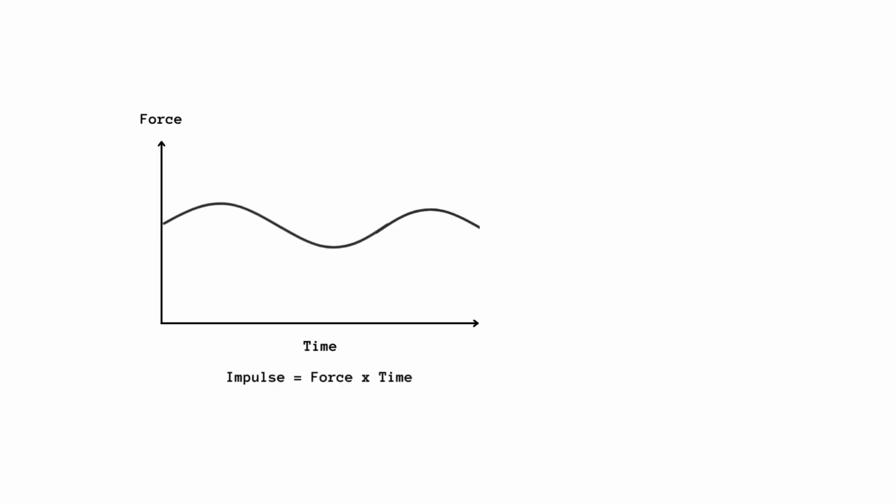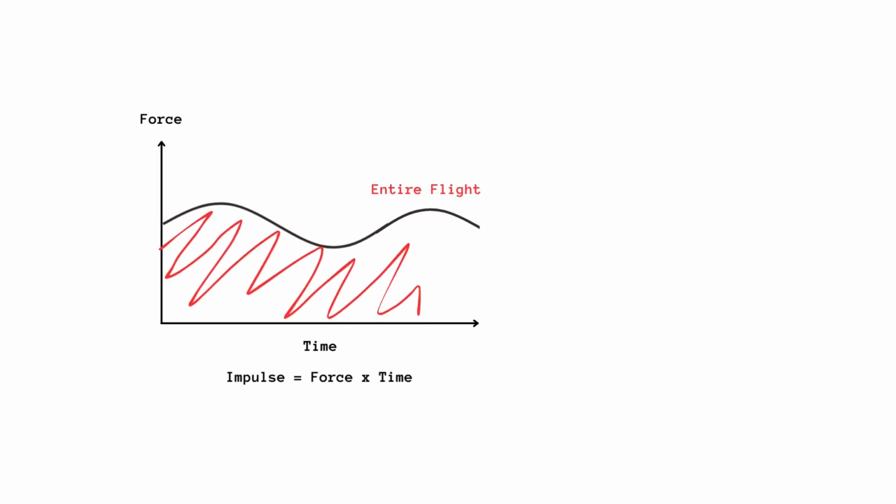Impulse is used to describe the effect of a force over a period of time and is calculated by the force times the change in time. This means instead of looking at a specific moment in time, we can take into account how the force has changed during the entire flight of the rocket.